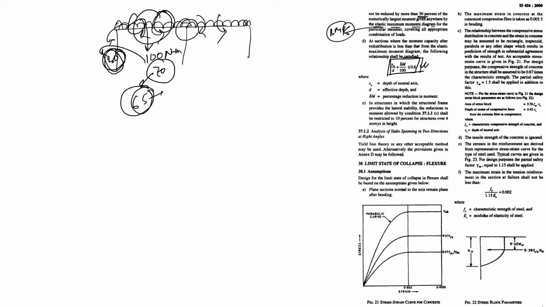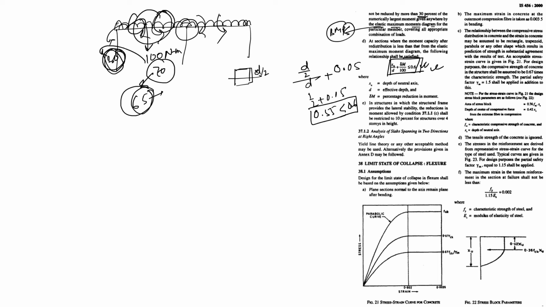How much is the reduction? 5% reduction. So if this is your cross section and this is d by 2, and Xu is the depth of neutral axis, then Xu by d plus dM by 100 is 0.5 plus 0.05. So that should be 1 by 2 plus 0.05, which is 0.55, and that should be less than 0.6. If this is fine, then okay.